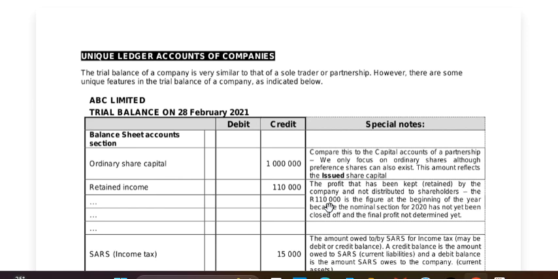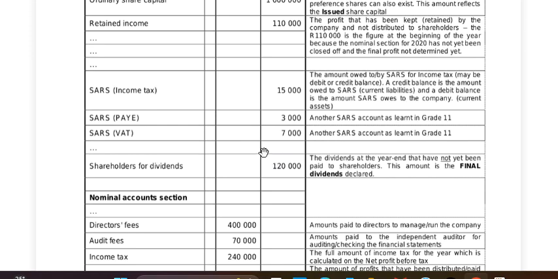The 110,000 figure is at the beginning of the year because the nominal section for 2020 has not yet been closed off and the final profit not yet determined. So this would be like your pre-adjustment trial balance before you've done anything, at the beginning of the year. For ordinary share capital, it depends on what your adjustments say. If they say your entries have been recorded, then this is your balance at year end. If they have not yet been recorded, this is the balance at the beginning.